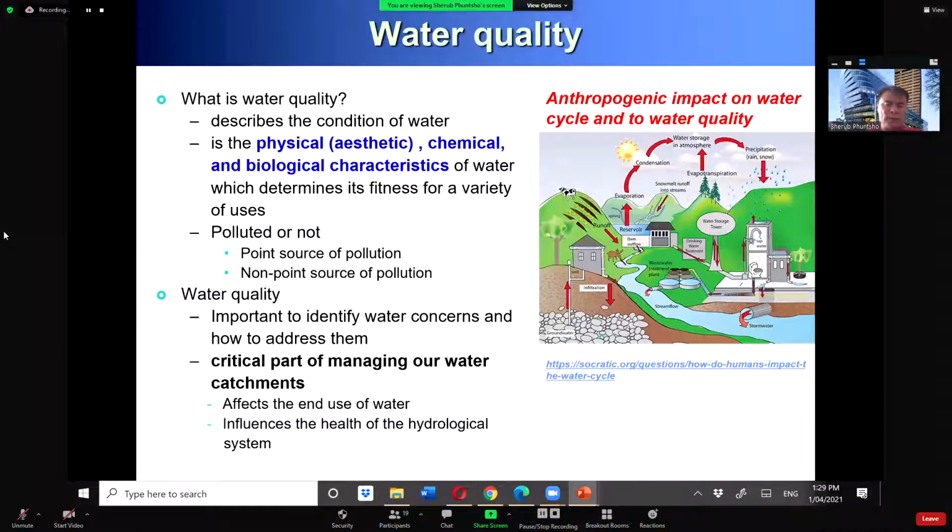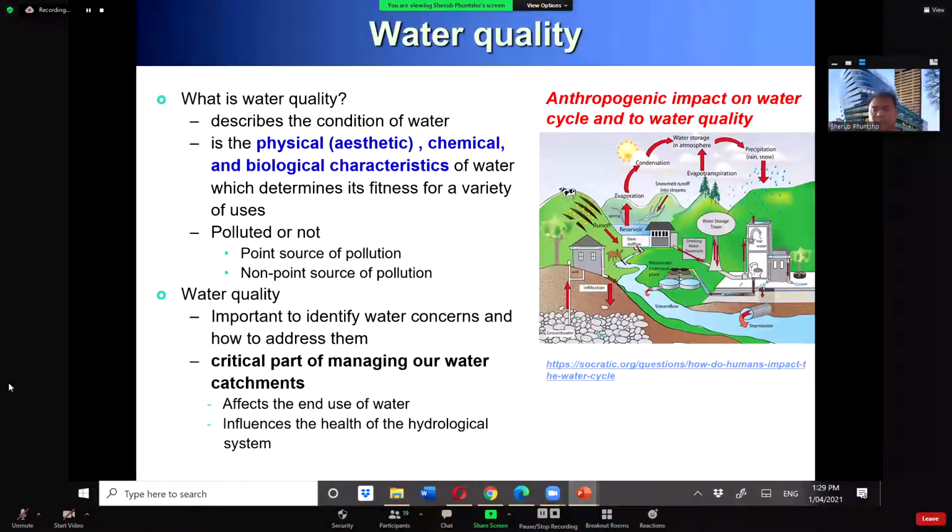So water quality is important to identify water concerns and how to address them. Water quality is a very critical part of water management. It is not only at the wastewater treatment plant or water treatment plant that we are concerned about the quality of the water, but it is also overall management of the catchment area.